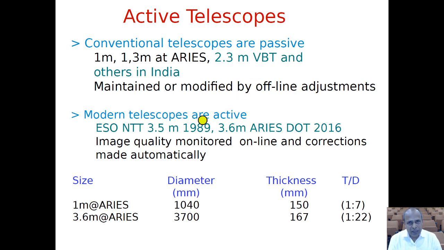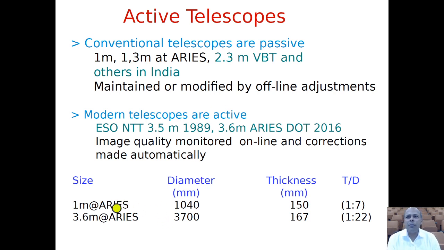But the modern telescopes, larger than, let's say, 3 to 4 meter class optical telescopes, for example the European Southern Observatory New Technology Telescope of 3.5 meters, installed in 1989, are active optics telescopes. And our recently established 3.6 meter optical telescope at Devasthal, commissioned in 2016, is also an active telescope. Here the image quality is monitored online and corrections are made automatically, which is not possible in these conventional telescopes.